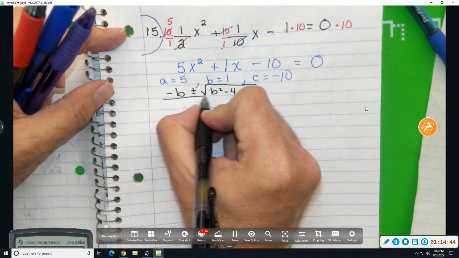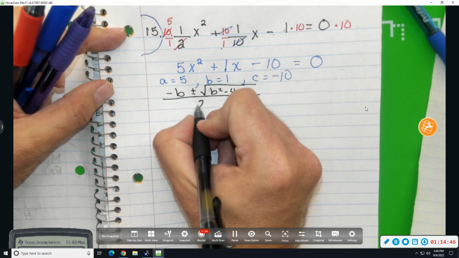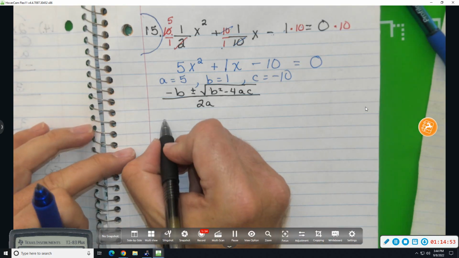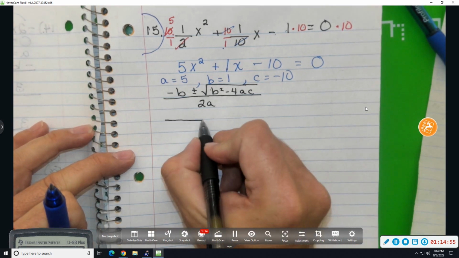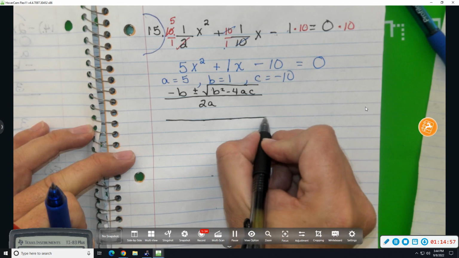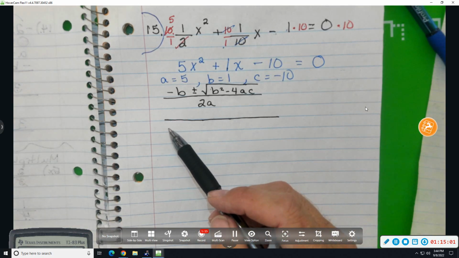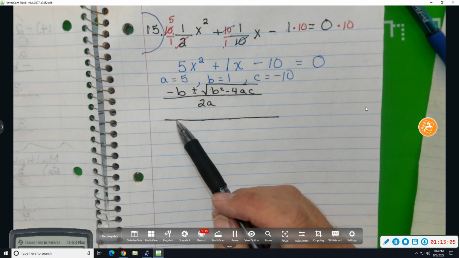I'm writing down that quadratic formula, and I'm now going to start plugging in the numbers. Are y'all caught up with me? Any questions?